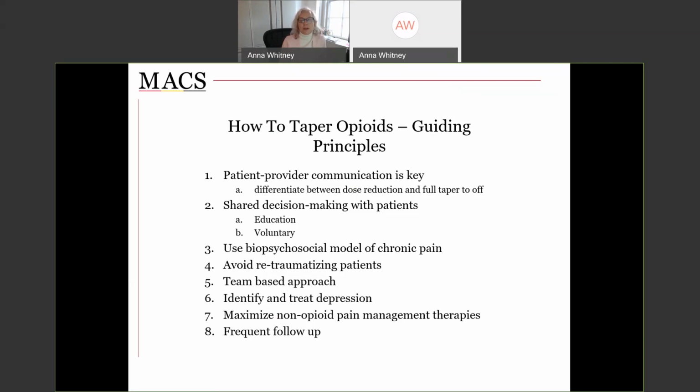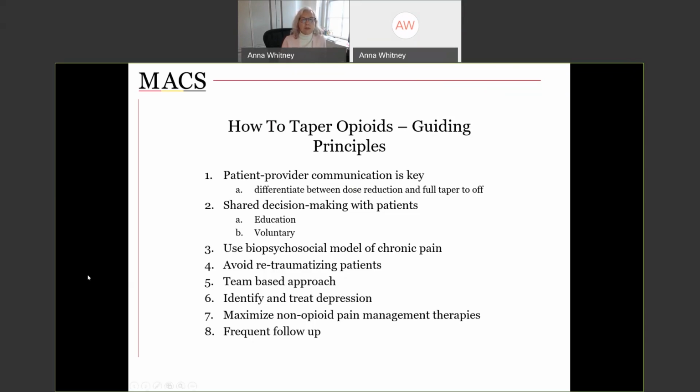Maximizing non-opioid pain management therapies. This is really important because it's not enough to just take away the opioids. The pain is still going to be there, however that is experienced by the patient. And so understanding what the components of the pain are, what types of pain are involved. Is it nociceptive pain primarily or neuropathic pain? Is it depression and the pain of depression? And really maximizing all those non-opioid pain management therapies even before we start the opioid taper, or naturally as the taper may begin.